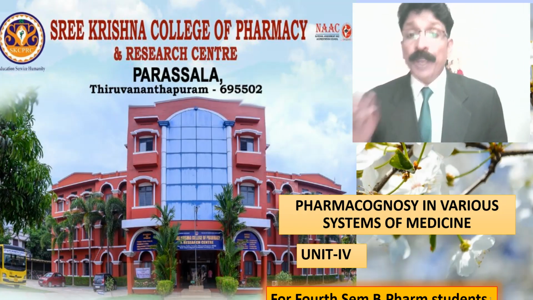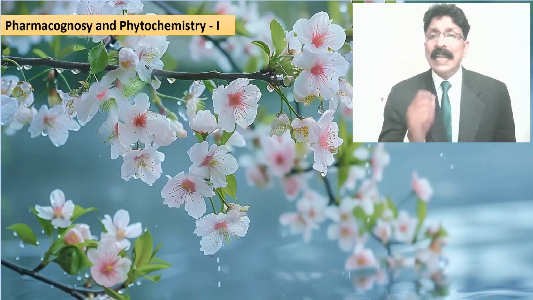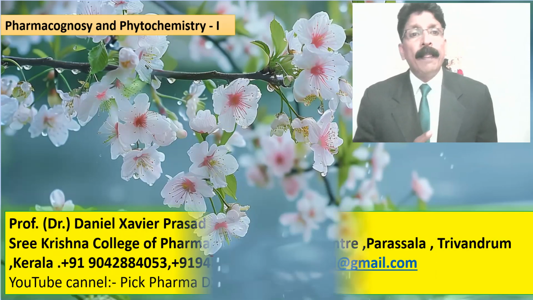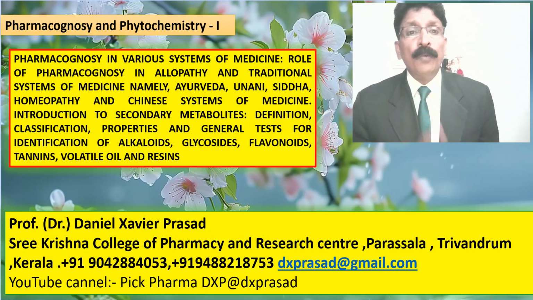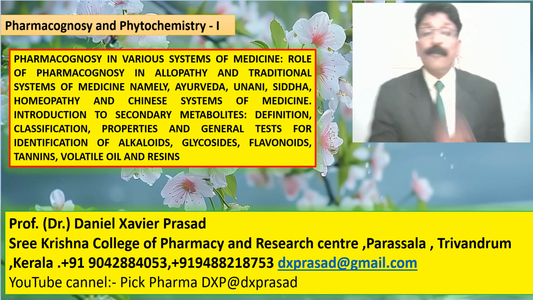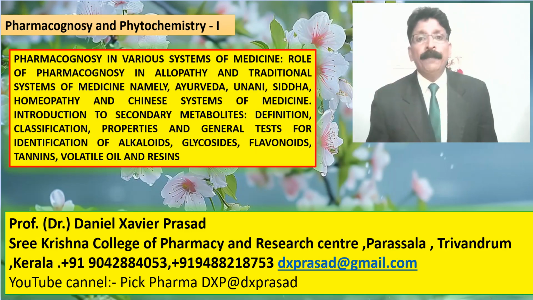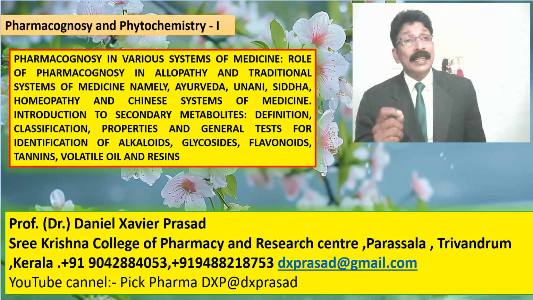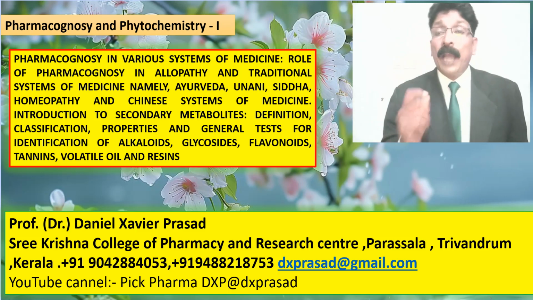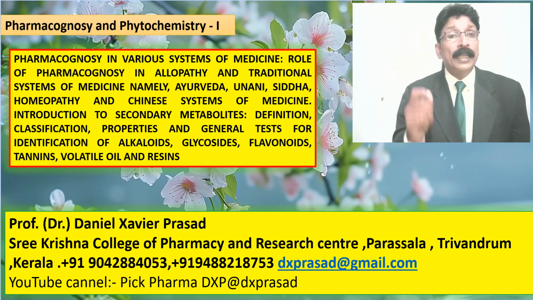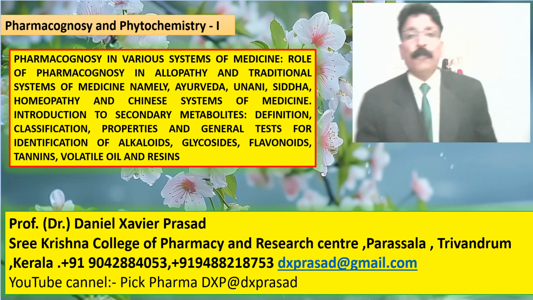So in 4th semester student, we should know what is the syllabus behind Pharmacognosy and Phytochemistry 1 in Unit 4. They have specified pharmacognosy in various systems of medicine, role of pharmacognosy in allopathy and traditional systems of medicine, namely Ayurveda, Unani, Siddha, Homeopathy and Chinese system of medicine.